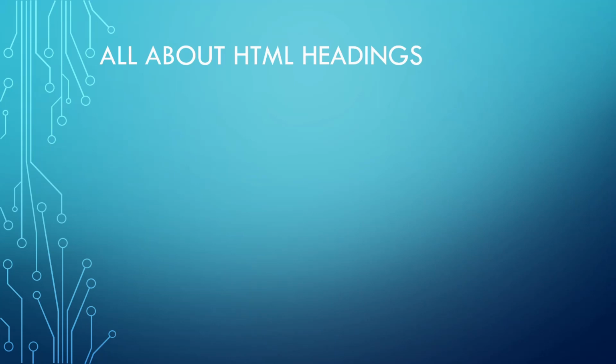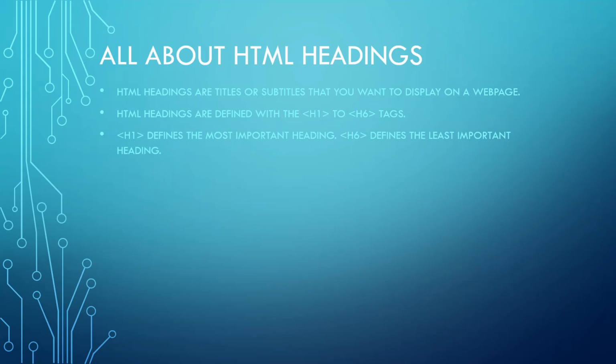In this video we're going to talk all about HTML headings. HTML headings are basically titles or subtitles that you want to display on a web page. HTML headings are defined with the H1 to H6 tags. H1 defines the most important heading and H6 defines the least important heading. H1 is also the largest in font size, and H6 by default is the smallest in font size.